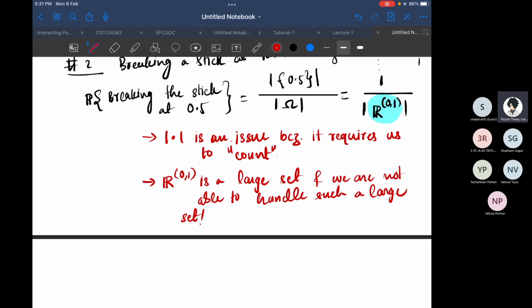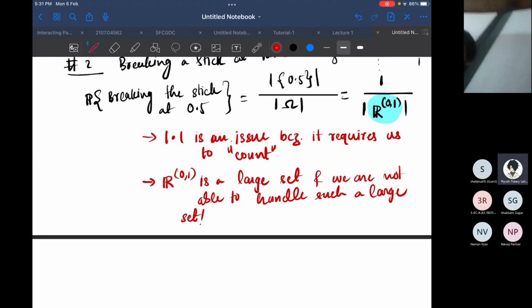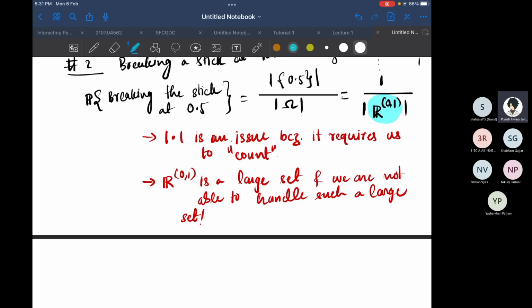If we can somehow circumvent these things, then maybe we can think of coming up with some notion of probability. So now we know what the problems are. This problem is solved by something called a probability measure, and this problem is solved by a sigma field.